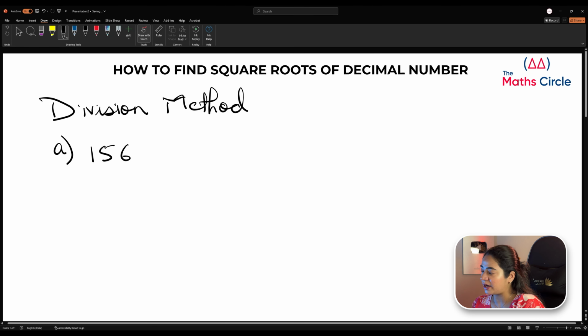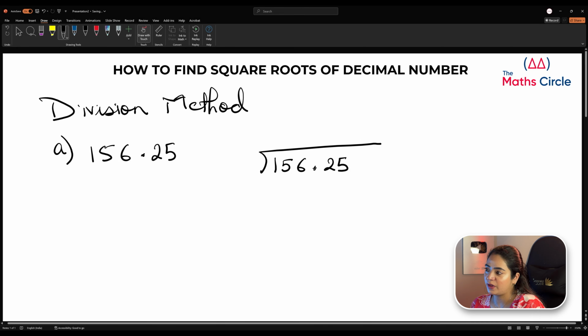Let's say we have to find the square root of 156.25. As this is the only dividend we are getting, let's find out how we divide this number without the divisor. In this division method, we simply do the pairing right to the decimal and then left to the decimal, taking two digits at a time. But we are left with one digit, and at the last we do the pairing of that single digit.